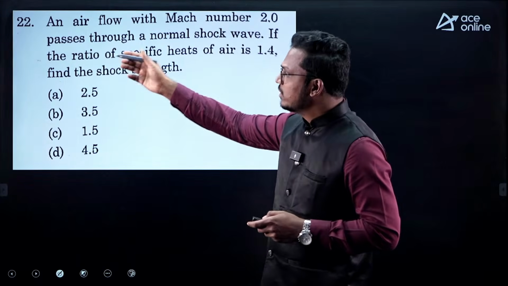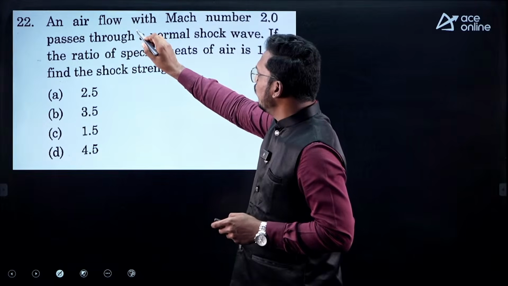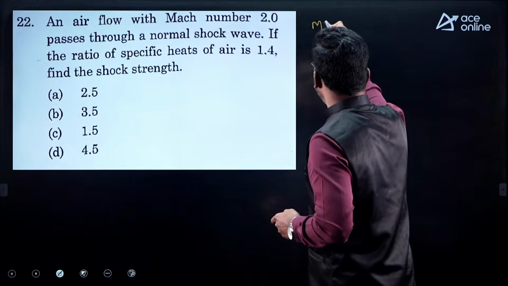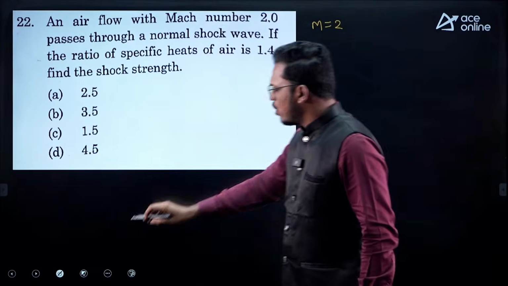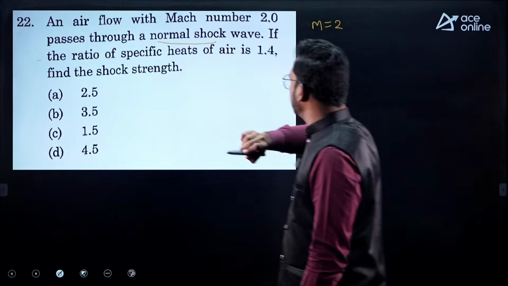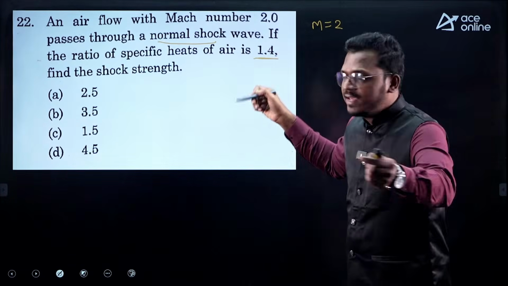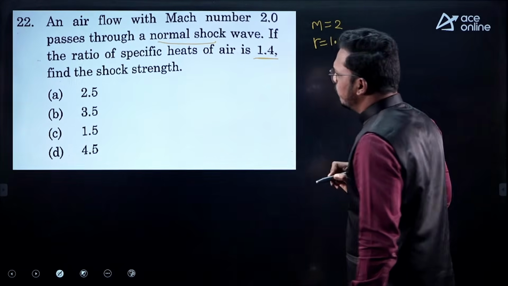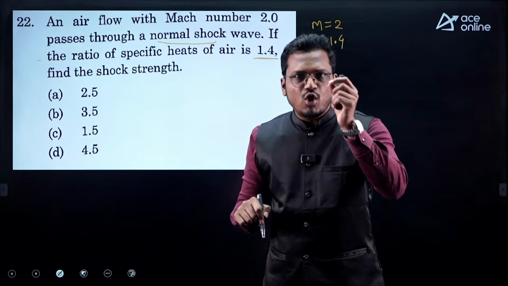See, in your set C, question number 22 was an air flow with Mach number of 2. Here Mach number is given as 2. It passes through a normal shock. If the ratio of specific heats for air, yes, we know that air is a diatomic gas, so gamma is 1.4. Then they are asking the shock strength.